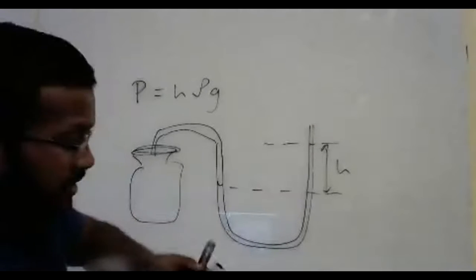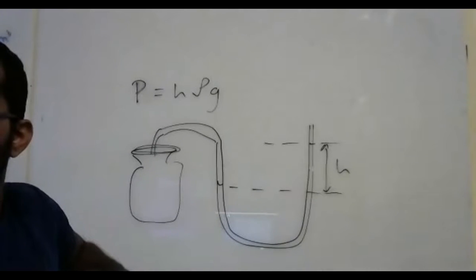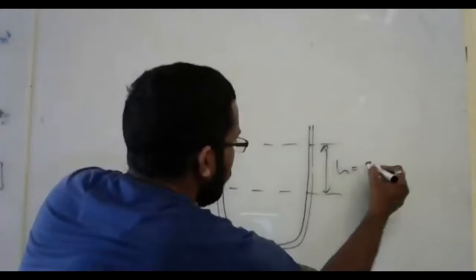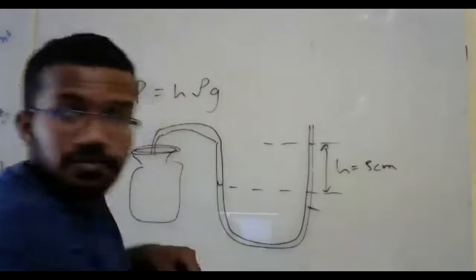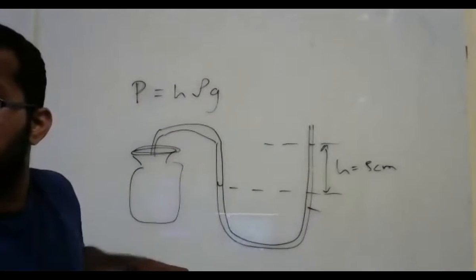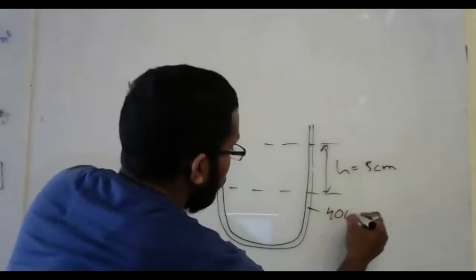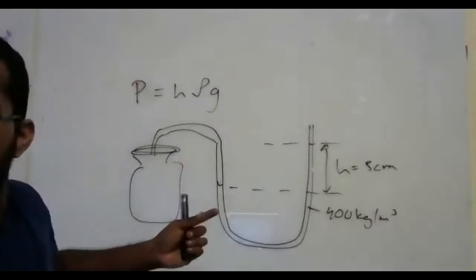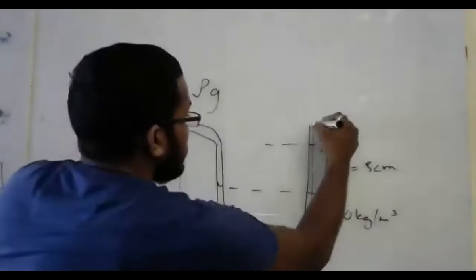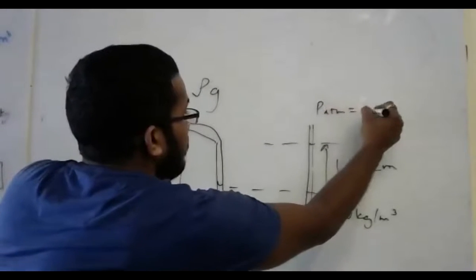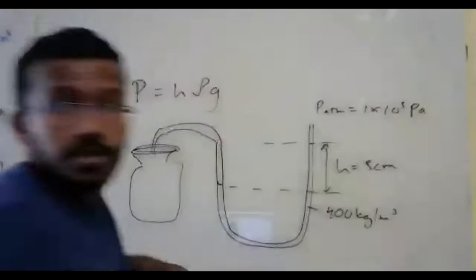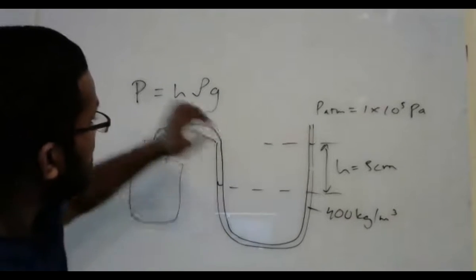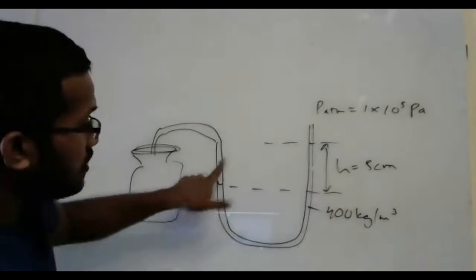Now, that day we did an example where the height was given as 5 centimeter. The density of the liquid was given as 400 kilograms per meter cube. And what else is given? Atmospheric pressure, 1 into 10 to the power 5 Pascal. So, this height difference corresponds to the pressure difference between these two sides.